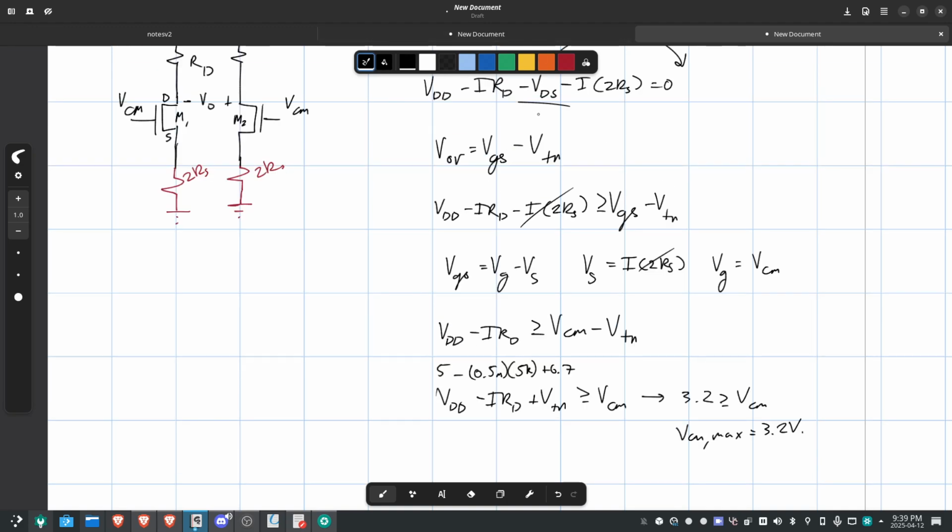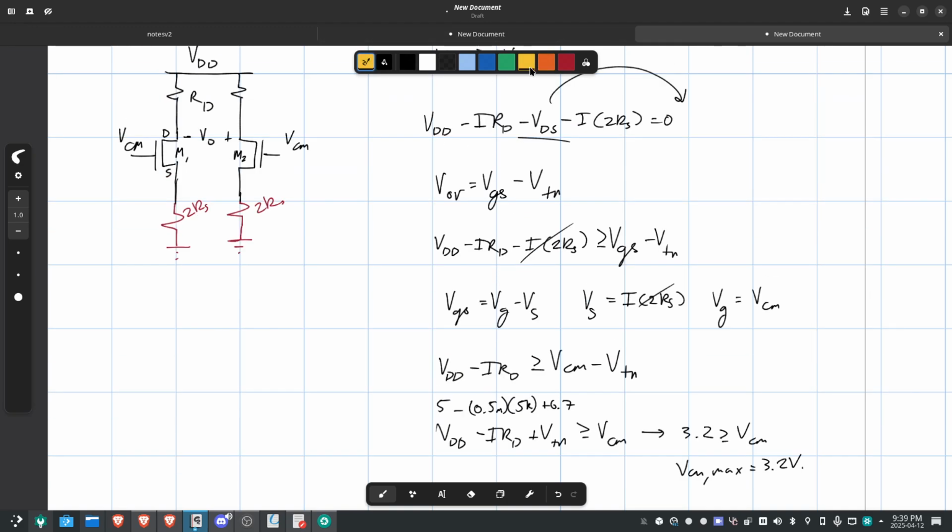How about our minimum? Well, we can do Kirchhoff's voltage law around this loop. To make this a bit more understandable, we're going to make VCM into an actual voltage source. I color that in red so you know that that's just sort of part of my thing.